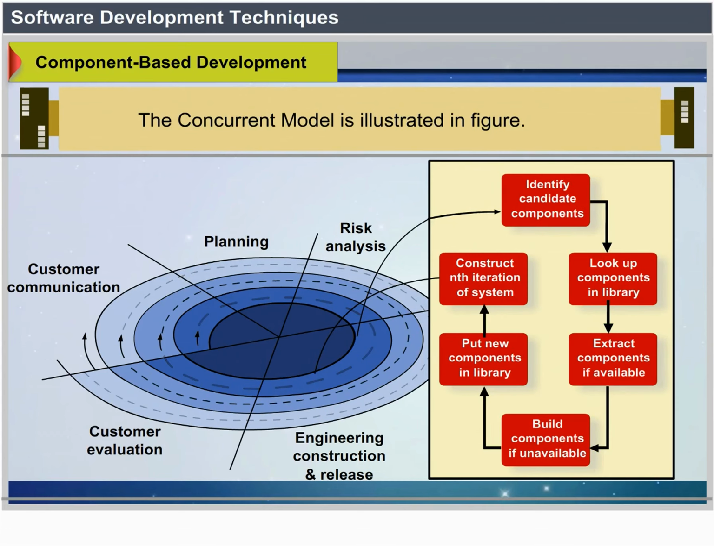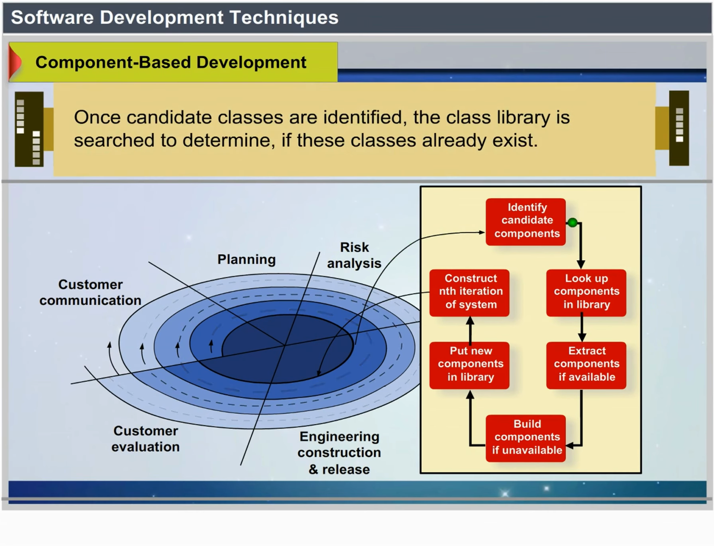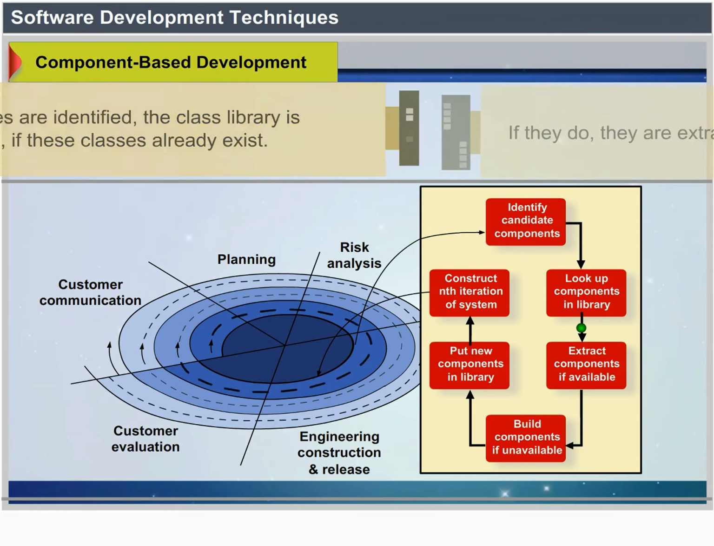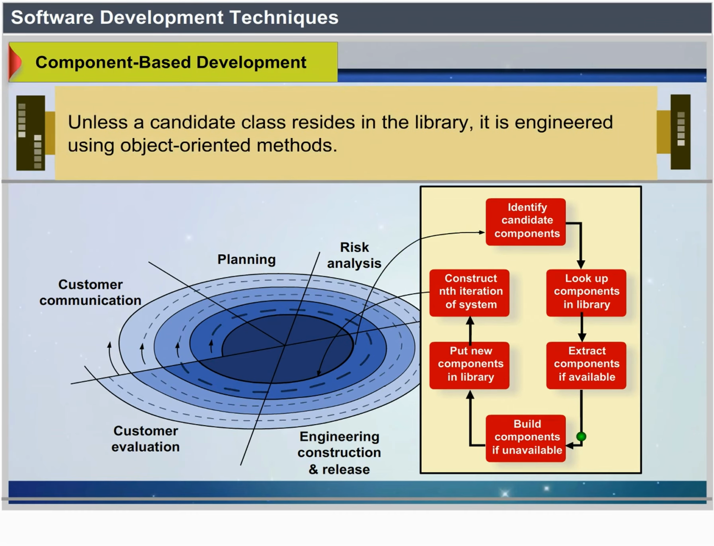Classes created in existing projects are stored in a class library or repository. Once candidate classes are identified, the class library is searched to determine if these classes already exist. If they do, they are extracted from the library and reused. If a candidate class does not reside in the library, it is engineered using object-oriented methods.